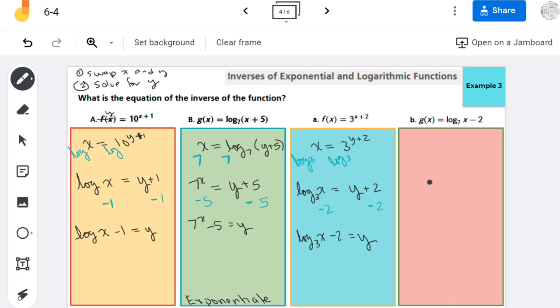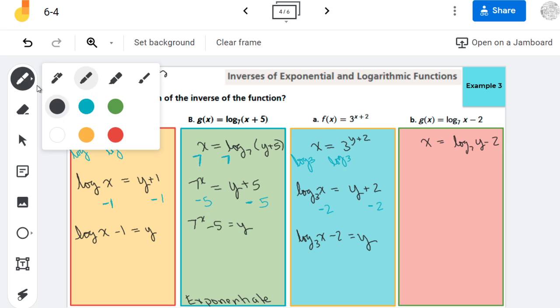All right, and now for little b, I'm going to change out my x and my y, so I'm finding that inverse. Now notice here, this one's a little different than big B because there's not grouping symbols around the x plus 2. That means that before I exponentiate, I need to get rid of the 2, all right, because to exponentiate, you need the log alone.